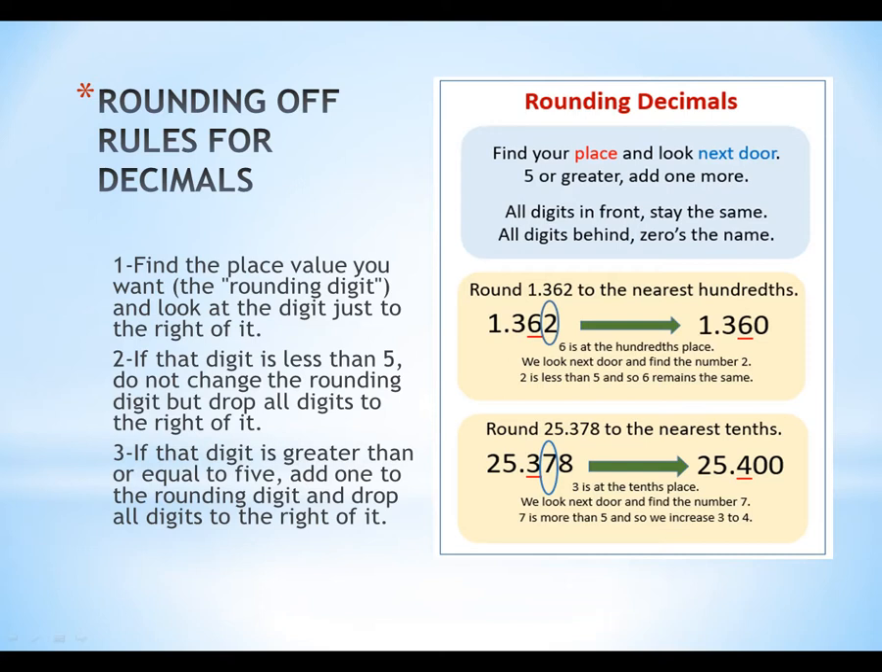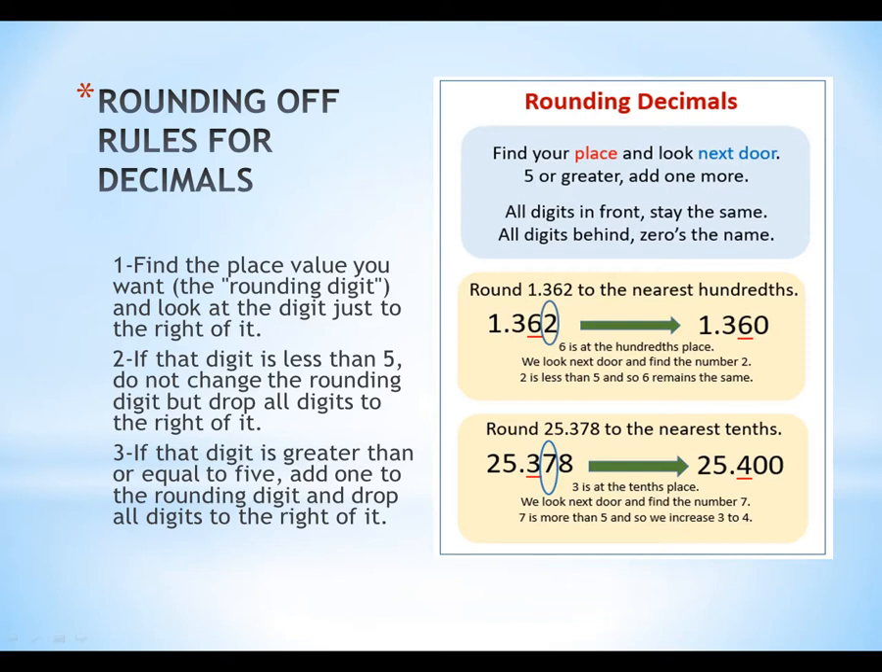So if the number is 5 or greater than 5, then the previous number will increase and the next numbers will become 0. And after the decimal, it is not necessary to write the trailing zeros, so you can terminate the value at that number. So first of all, find the place value you want to round to and look at the digit just to the right of it.